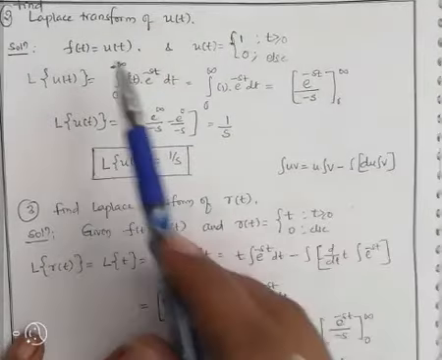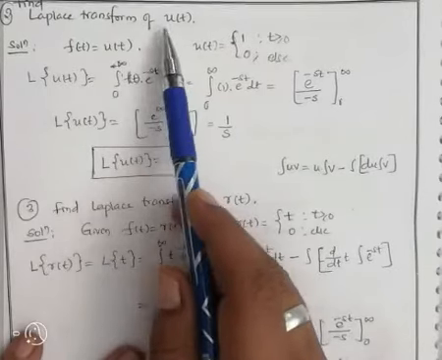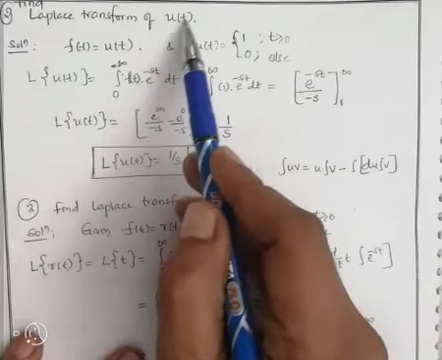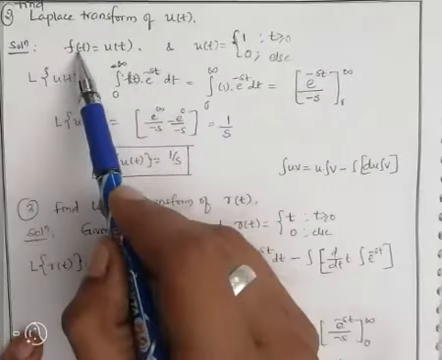First, I will write the given function. We have to find the Laplace transform for the unit step function, that is f of t equal to u of t.